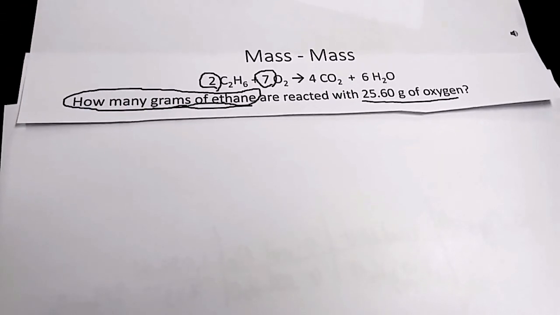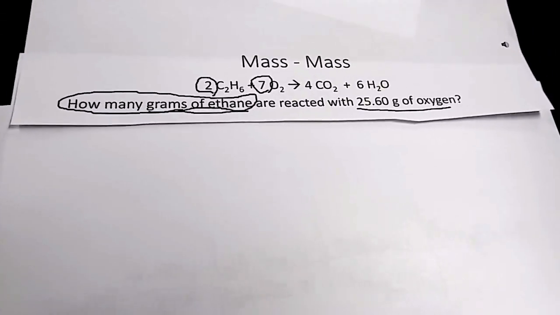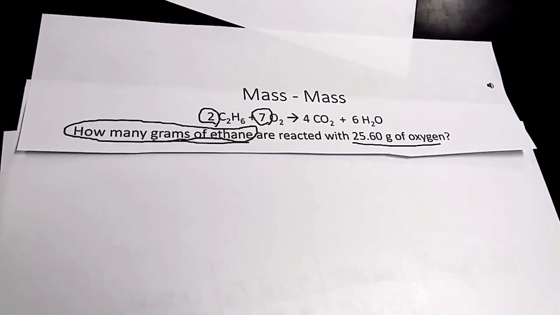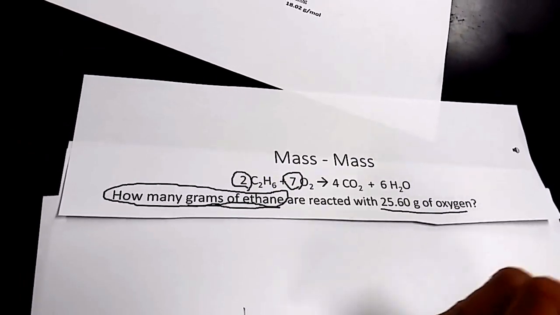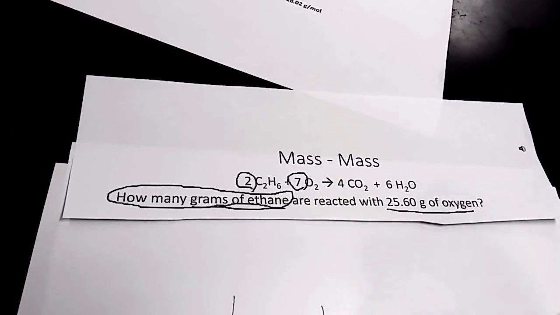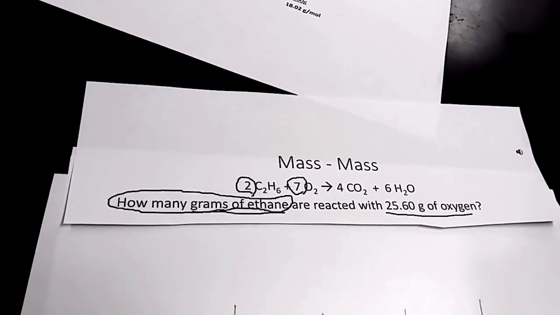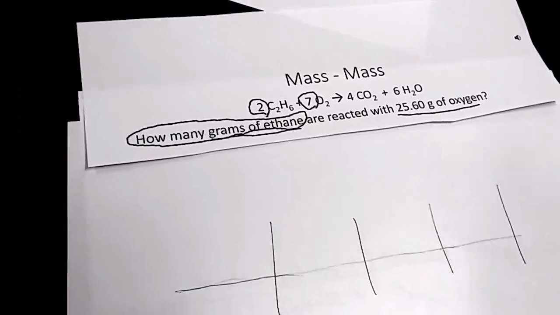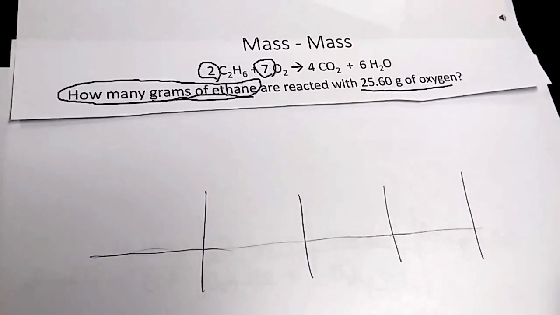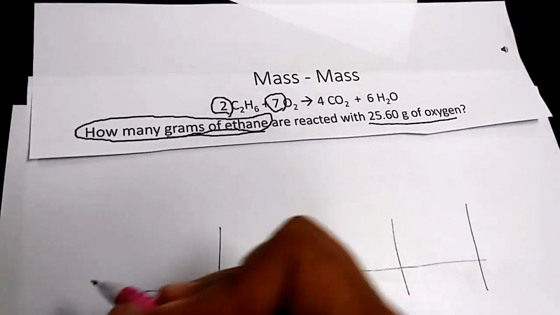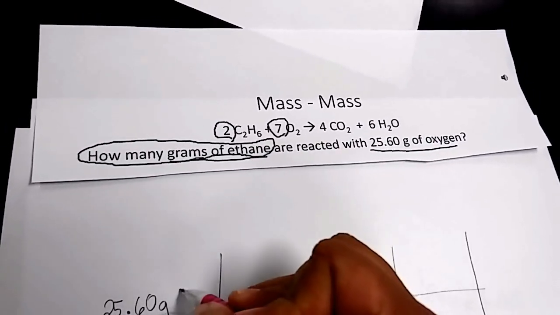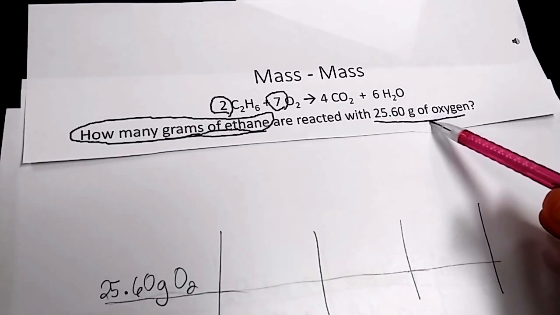Okay, our last example is a mass to mass. Mass to mass is the one that has a little bit more steps than the rest. It just has one more, to where you have 4 boxes on the top and 4 on the bottom, just like this. You're going to start like any other of the examples that we did on stoichiometry, with the given. So 25.60 grams of oxygen, just because it says it here.